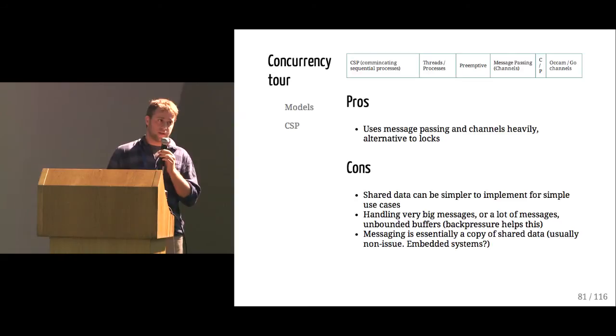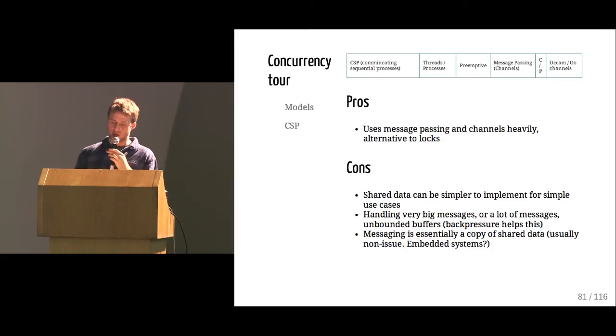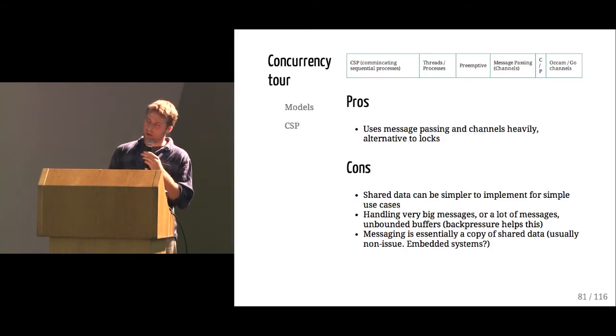So again, the advantage of CSP is that we're using message passing and channels very heavily, and like we had talked about with the ownership concept, there are a lot of advantages to that. Some disadvantages, I kind of made these up, but shared data could be simpler to implement sometimes. Depending on the framework you're using, if it doesn't have channels as a first class thing, and you don't need a complicated concurrency model, sometimes just having some shared memory in a lock is simpler, and this could be over-engineering, right?